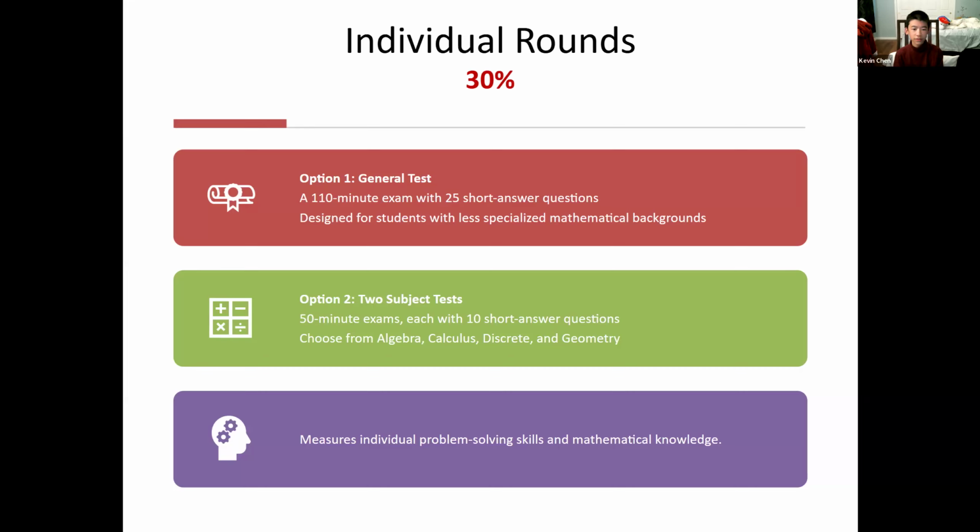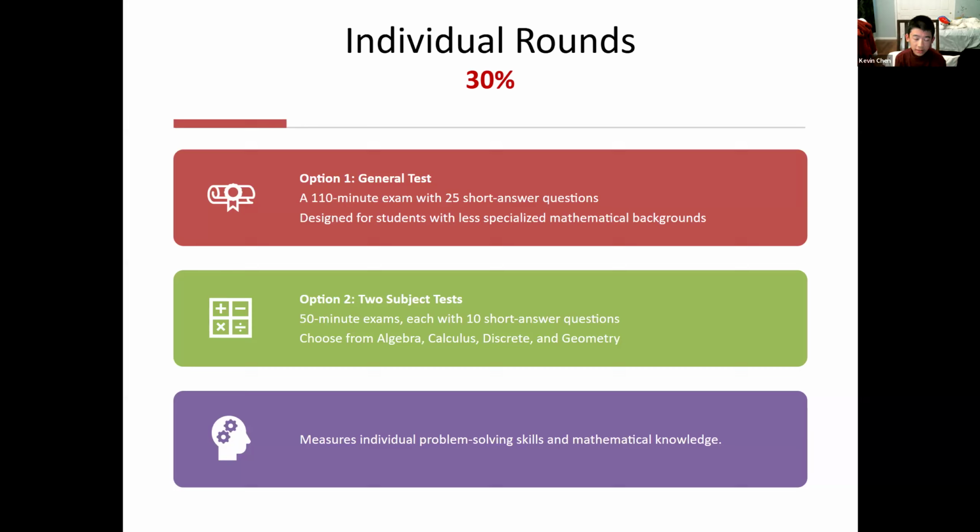The second option, however, is taking 2 tests, and those 2 tests are subject tests. Each test is 50 minutes and has 10 short answer questions. There are 4 subject tests to choose from: the algebra round, the calculus round, the discrete round, and the geometry round. So you may ask, since the 2 subject tests add up to 20 questions, is it more beneficial to take the general test to contribute to your team's overall score?